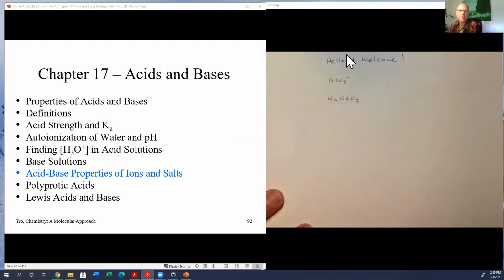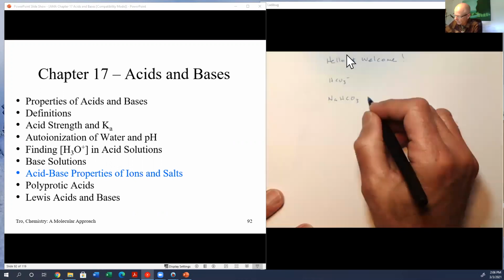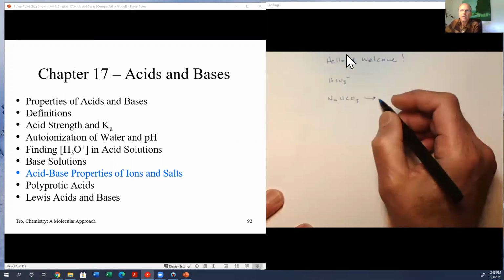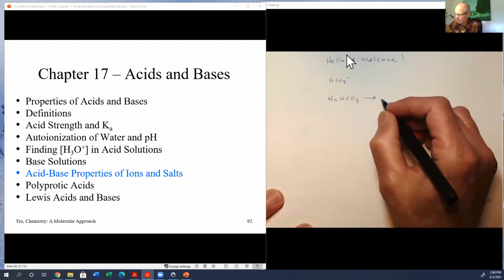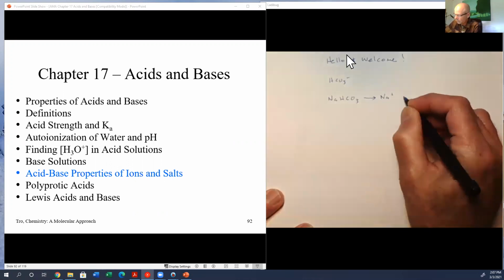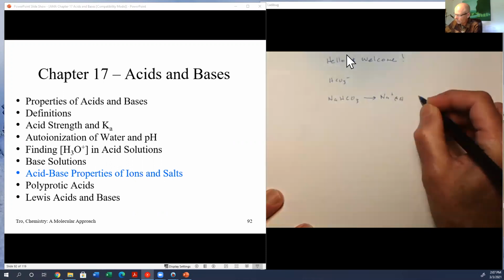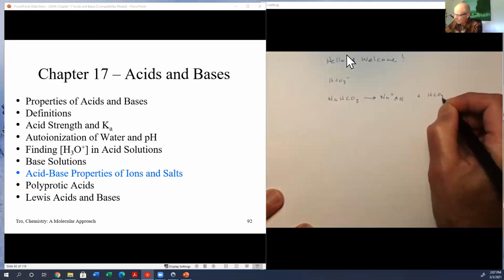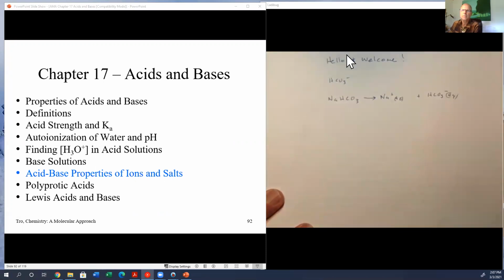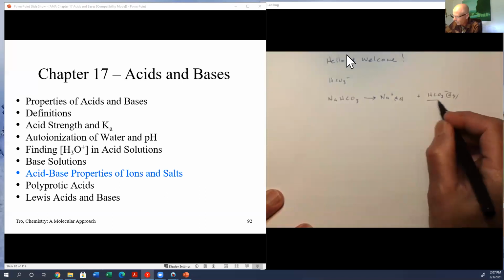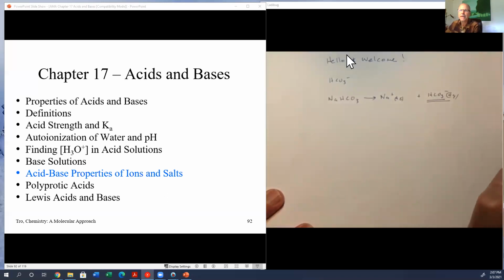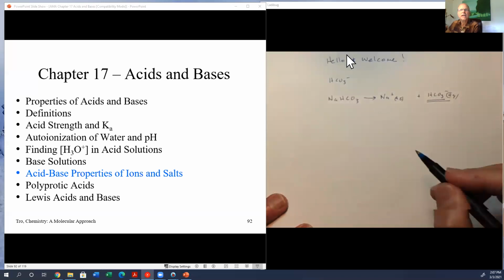And baking soda is basic because when you put baking soda in water, like all soluble ionic compounds, it decomposes, and it forms sodium ions and bicarbonate ions. And then this bicarbonate ion acts like a base, just like every other weak base.